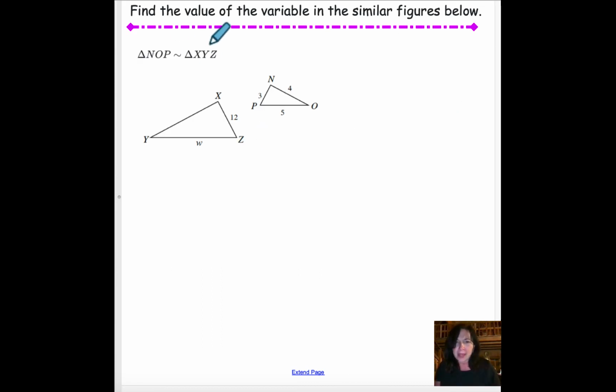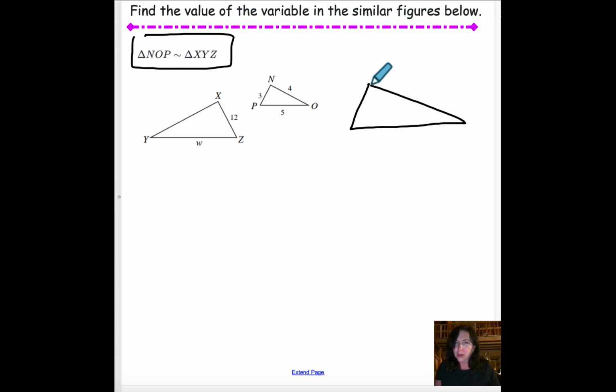For this problem, again, this is really important how they wrote the problem. They write it as NOP. See this? This is first. NOP. So that means that I'm going to just redraw another triangle and label it exactly how they did this. They say N, then O is right. So this would be X, and then Y is right, and then Z would be down here.